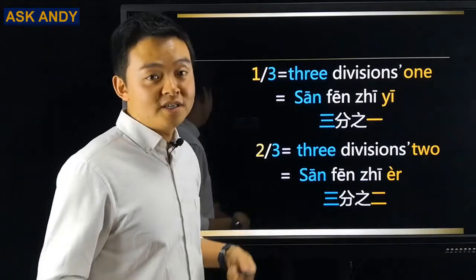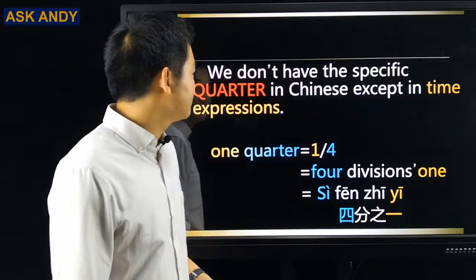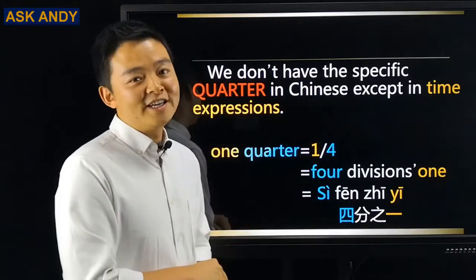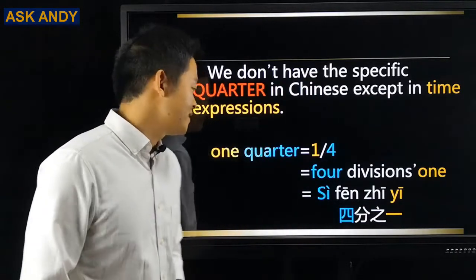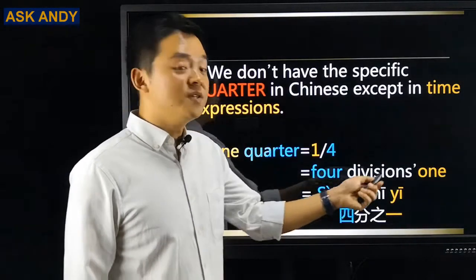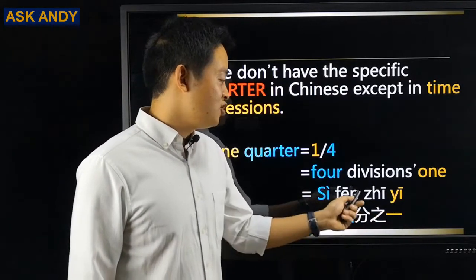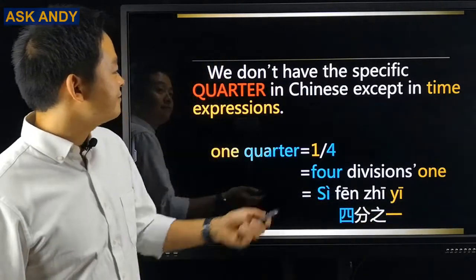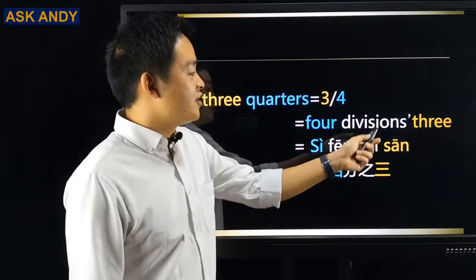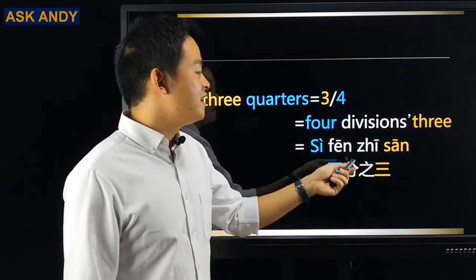But actually this one is much more complicated than the one we have in decimals. This is a point for you to remember. We don't have the specific quarter in Chinese, except in time expressions. For 1 quarter in Chinese, we just say it as 4 divisions 1. That will be 4分之一. And 3 quarters, we just do it with 4 divisions 3. That is 4分之三.